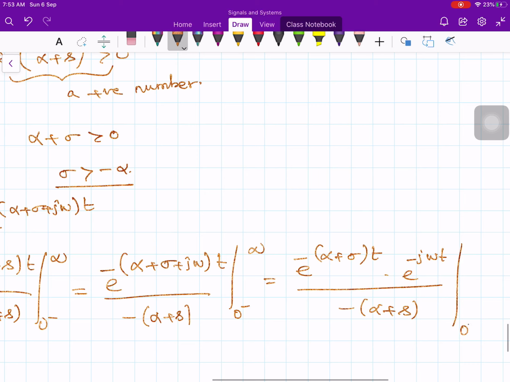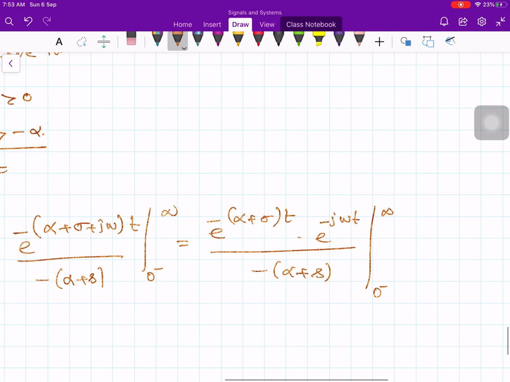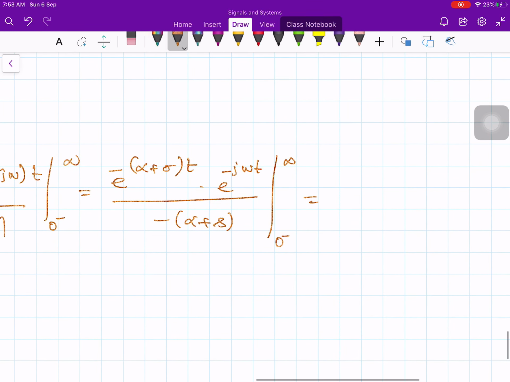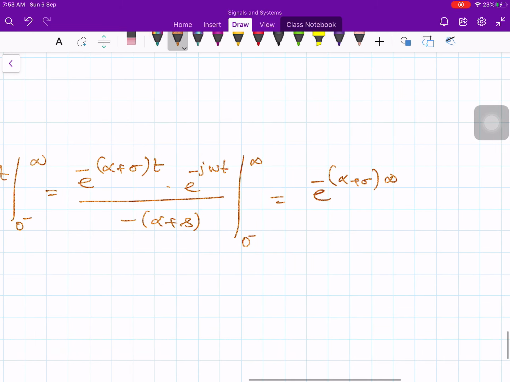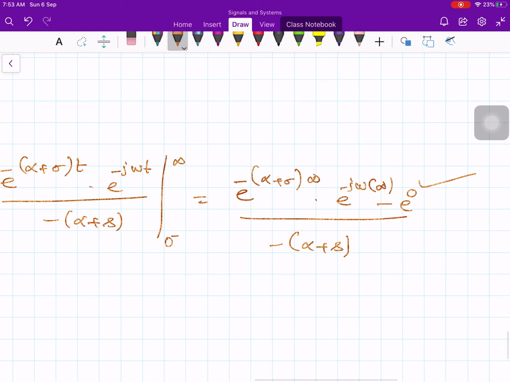Now you substitute the upper limit, then what will happen? What will you get? e to the minus of alpha plus sigma times infinity times e to the minus j omega times infinity, minus e to the 0, whole divided by minus of alpha plus s. Now this portion is not a problem. This is equal to 1, and this also is not a problem. This also is equal to 1, because e to the j theta is equal to cos theta plus j sin theta. I already told you, but this guy is a problem. Okay, and this should be non-negative.